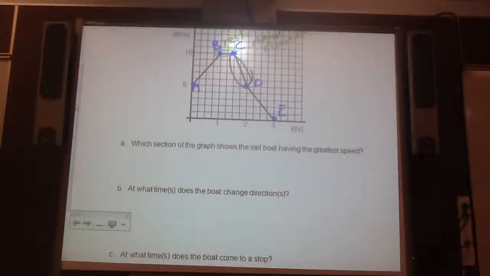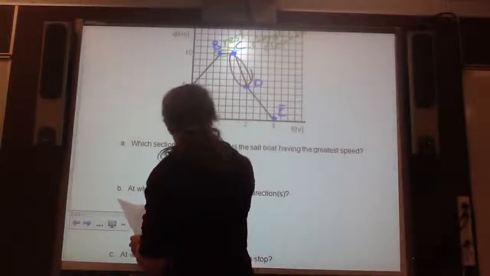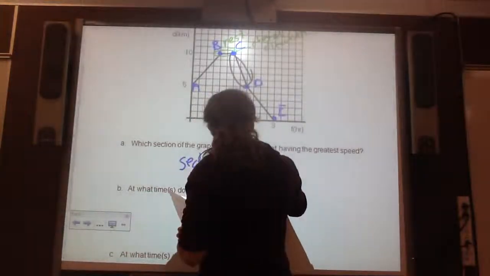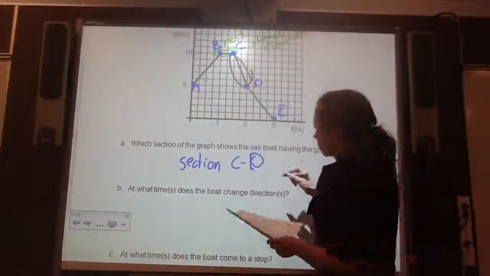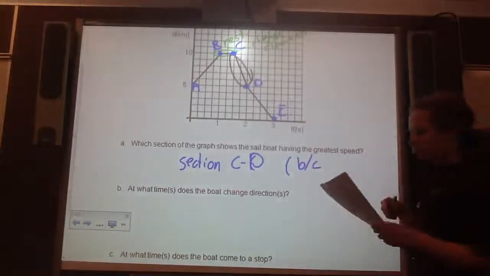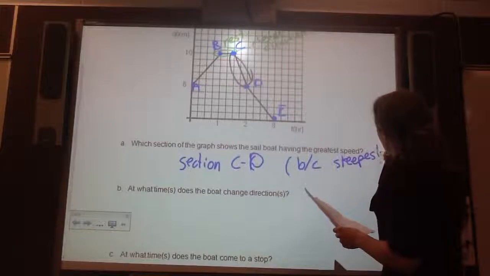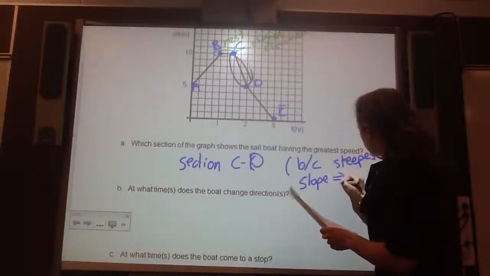So, which has the greatest speed? We can say section C to D. And let's just write in Y so that if we're looking back at our notes we remember. So just put B/C means because. Steepest slope means greatest speed.